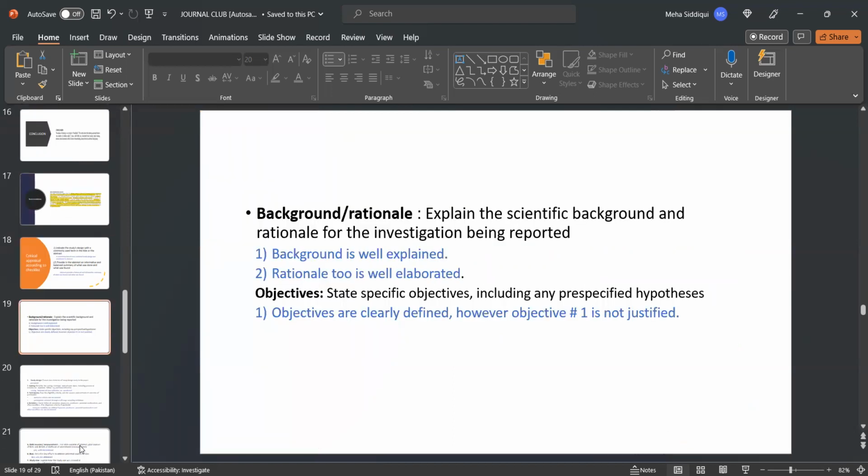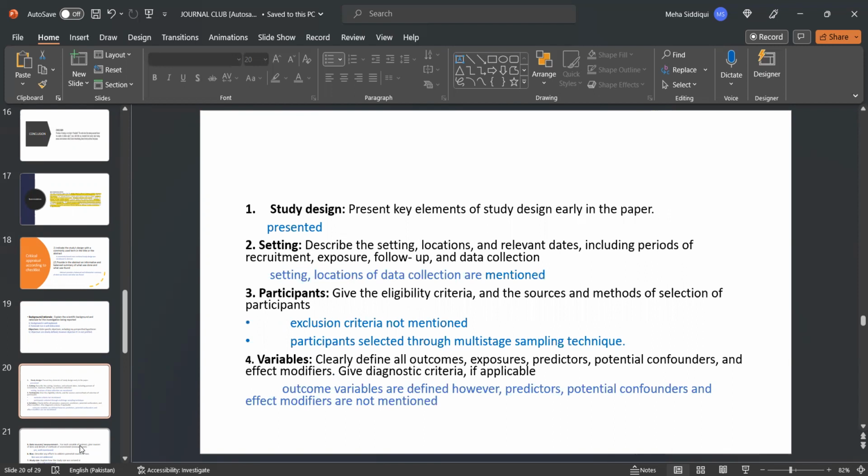Again, the background is very well explained. Rationale is well elaborated. Objectives are very clearly defined. However, objective number 1 is not justified by the authors, as it is mentioned that the first objective is to determine the incidence of stunting. However, in a community-based cross-sectional study, we can determine only the prevalence, not the incidence. So study design, it is present.